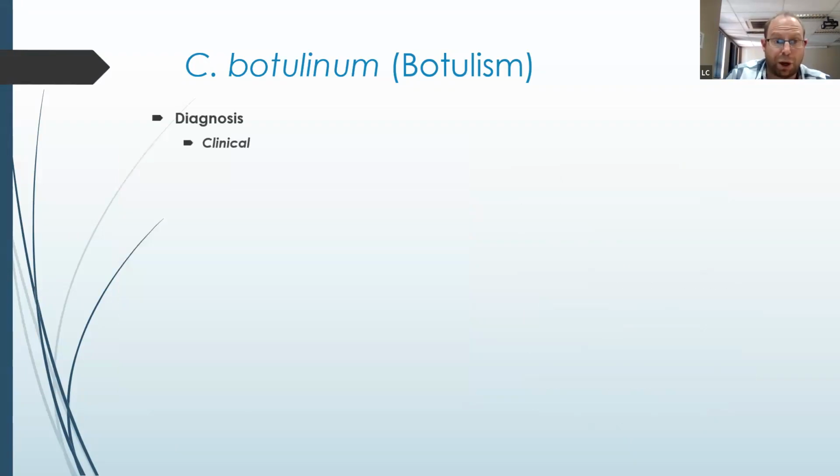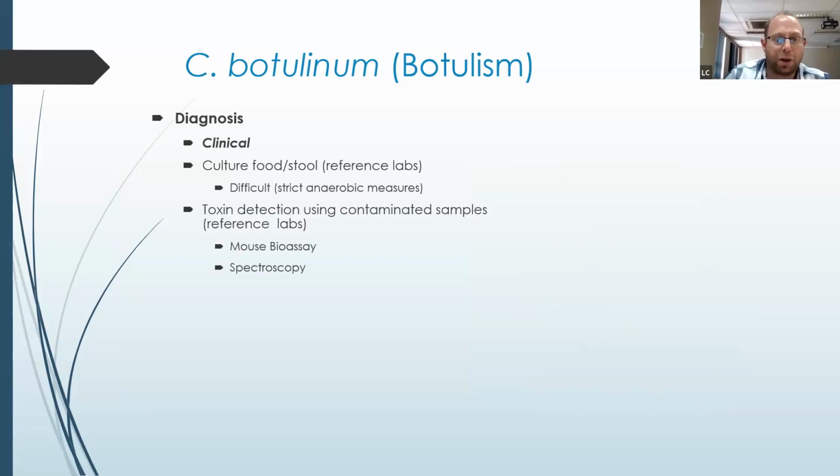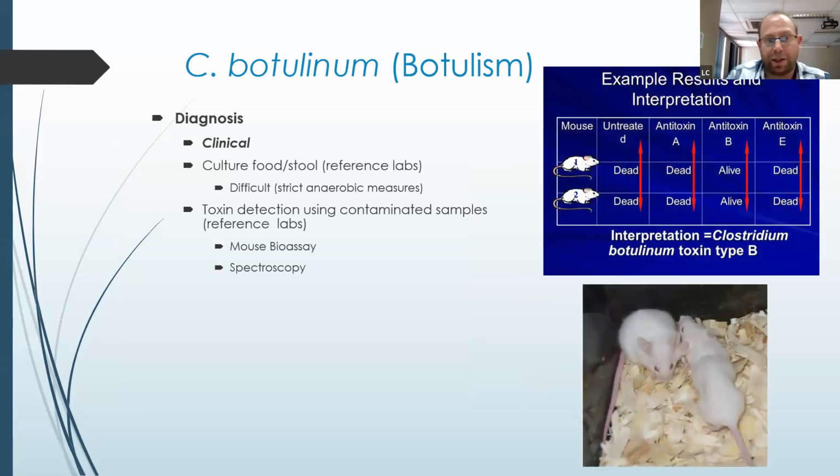The diagnosis is predominantly clinical. One can culture the food or stool, generally at a reference lab. It requires strict anaerobic culture. The toxin detection can be done from the patient's serum or from the contaminated samples to ascertain if they are indeed the source. And essentially, one that seems more archaic, but they're still using it to some degree, is the mouse bioassay, where they essentially inject the serum of the patient or the presumptive source of the toxin into the peritoneum of small mice.